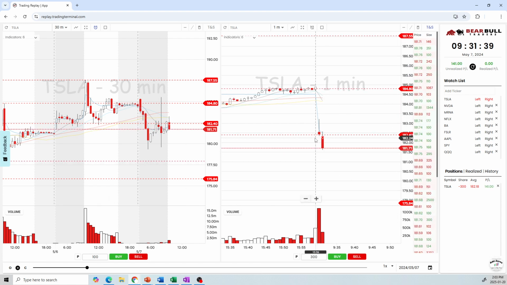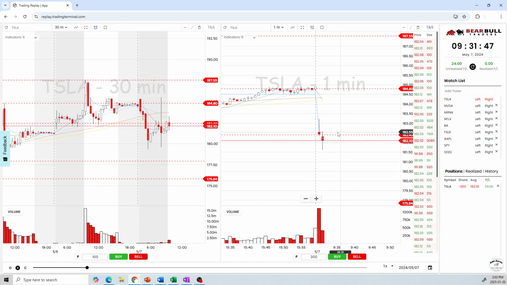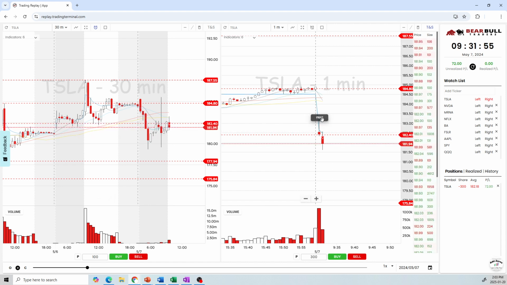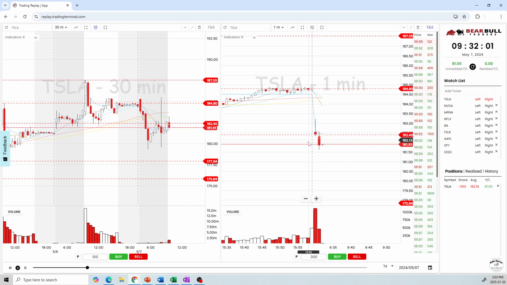Opening drive, opening range breakdown, clear rejection, trying to break out, but clear rejection. This is 182.40, which we have marked as the level, which is the prior low. It's below that. If it's able to reclaim, we do not need to even wait for it. We can even reduce the risk. But I think we're in a good position.